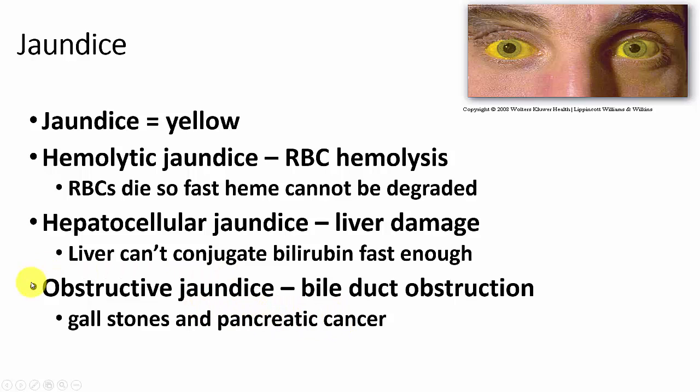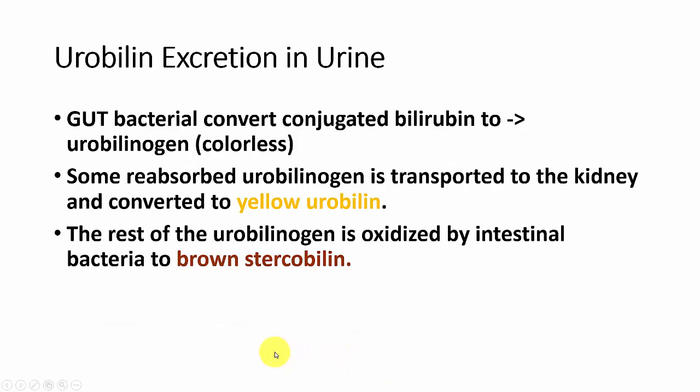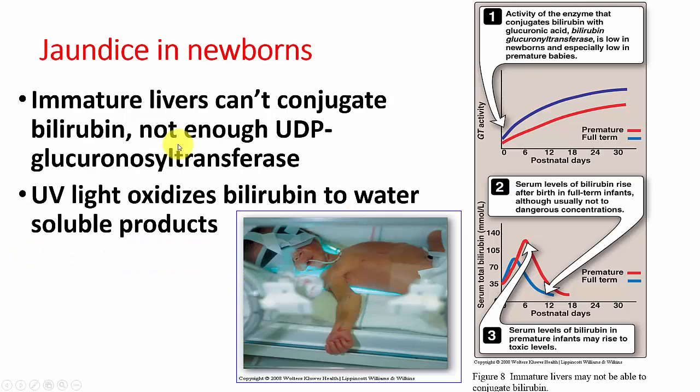In that case, the conjugated bilirubin builds up in the blood. In these other cases, you don't have that. You have low levels of conjugated bilirubin and high levels of unconjugated bilirubin. Urobilin secretion in the urine: the gut bacteria convert conjugated bilirubin to urobilinogen, which is colorless. Some is reabsorbed. Urobilinogen is transported to the kidney and converted to yellow urobilin. The rest of the urobilinogen is oxidized by intestinal bacteria to brown stercobilin.